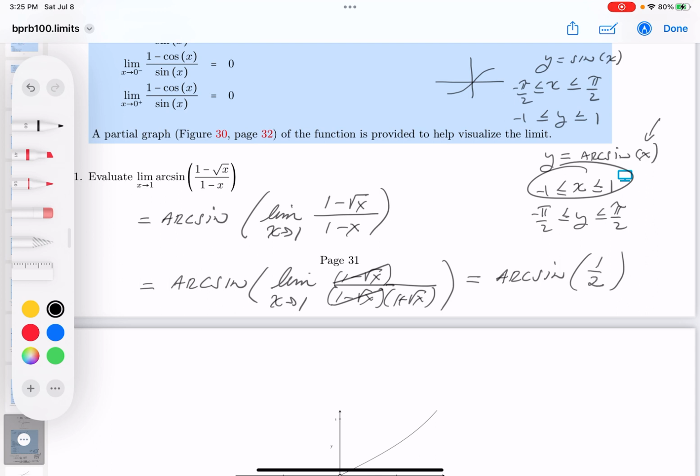Certainly a number between minus 1 and 1. So what am I looking for? I'm looking for an angle now that gives me that ratio that's between minus pi over 2 and pi over 2. And let me put this right triangle down, because I think I can do it. I've got 1, I've got 2. This would be root 3. This would be 30 degrees. And what's 30 degrees? 30 degrees is pi over 6.